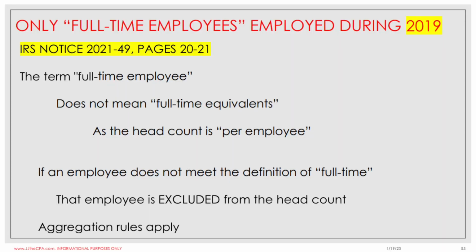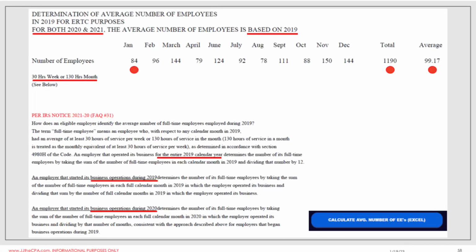You then add up each of your full-time employees for the month, divide it by 12, and therefore you get your head count. The IRS does have some alternative methods if you weren't in business for all of 2019. Now, I want you to note very carefully here, though, that the head count is only a consideration in 2020 and 21 in determining if you're a large or small employer. That head count has no factor on what employees are included when determining your employee retention credit.